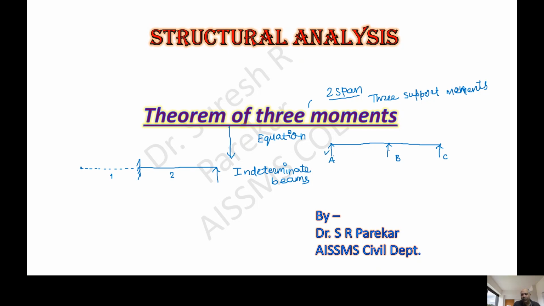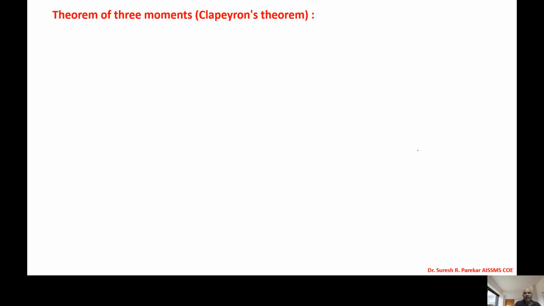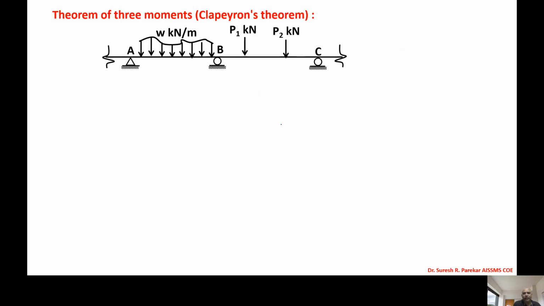So moment at A, moment at B and moment at C. Now we will see this equation. This is also known as Clapeyron's theorem and is applicable for a continuous beam. Now we have this beam which is continuous. Out of this we are going to consider part A, B and C. In this you have to consider each part separately. So we have to consider AB separately and draw the free BMD for it.